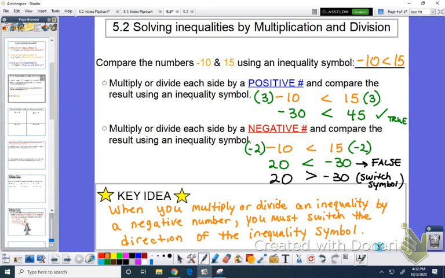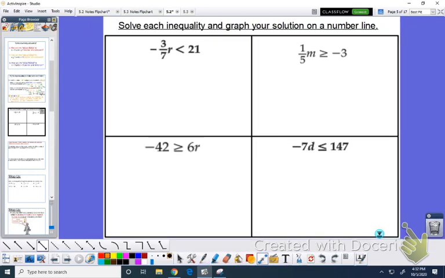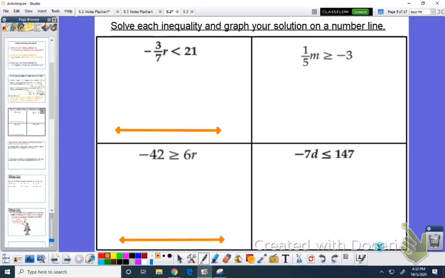All right, we're going to try some to practice here. We have: solve each inequality and graph your solution on a number line. I'm going to make my number line here for a second. So my number line, put it there, and then I'm going to need another one down here. There we go. And now we're going to go back to the problem.